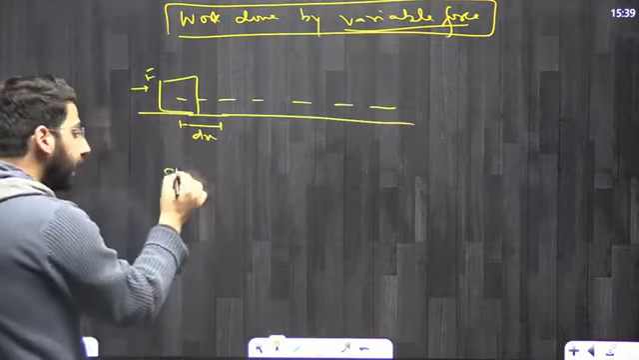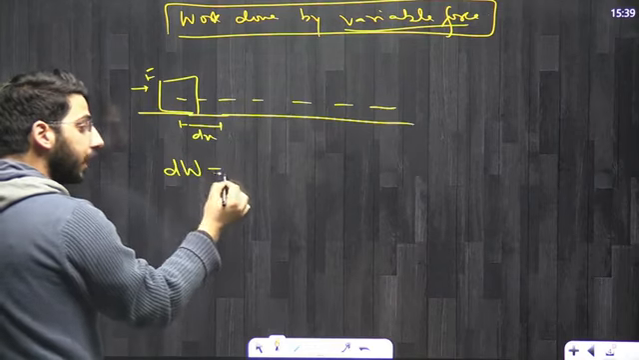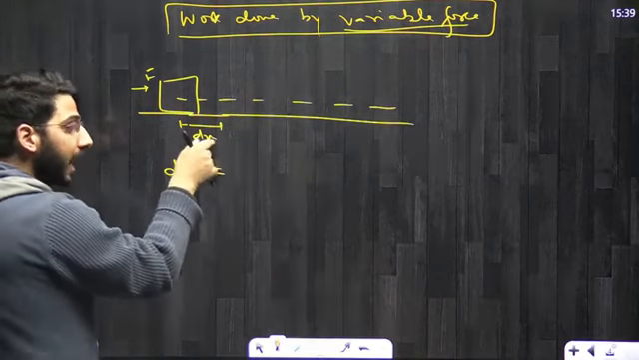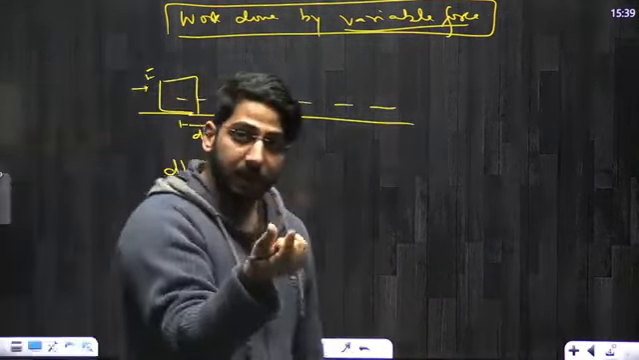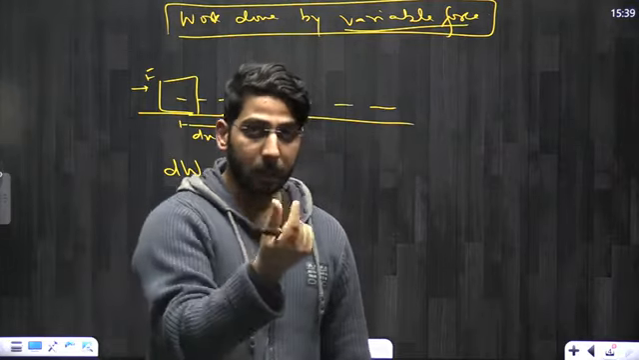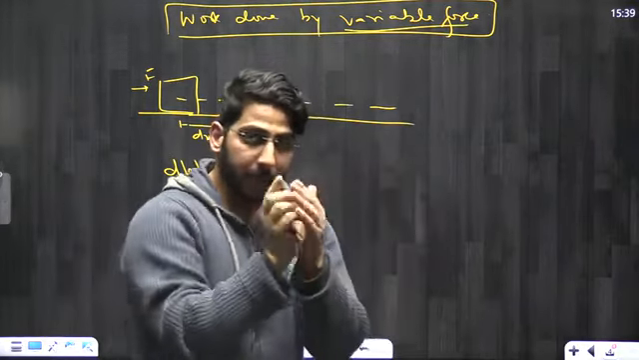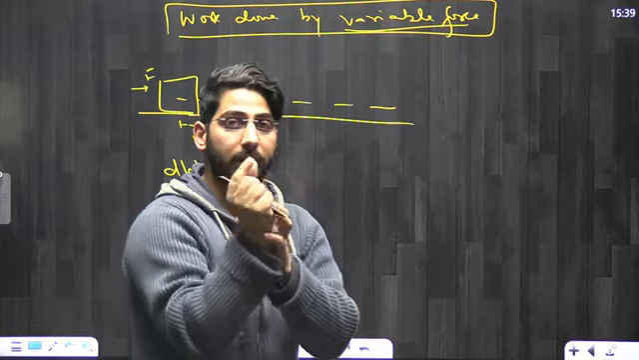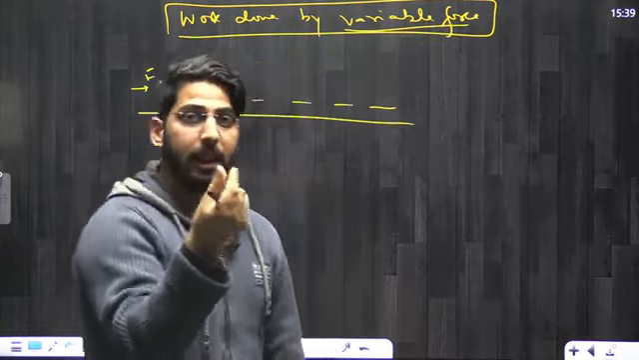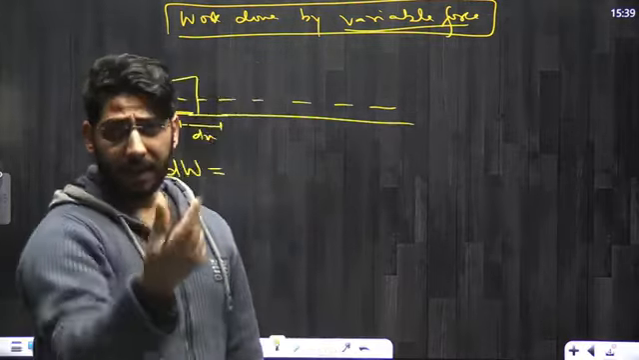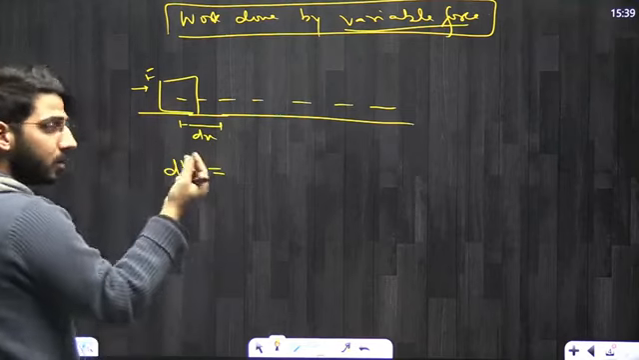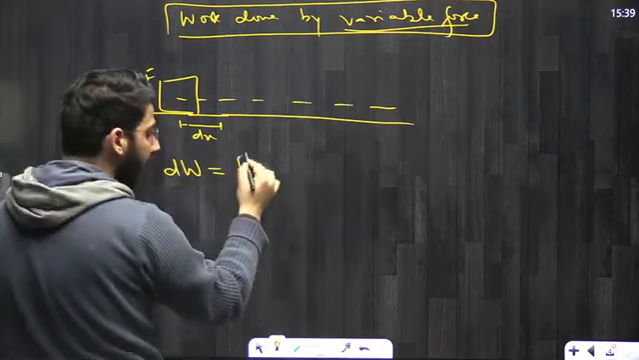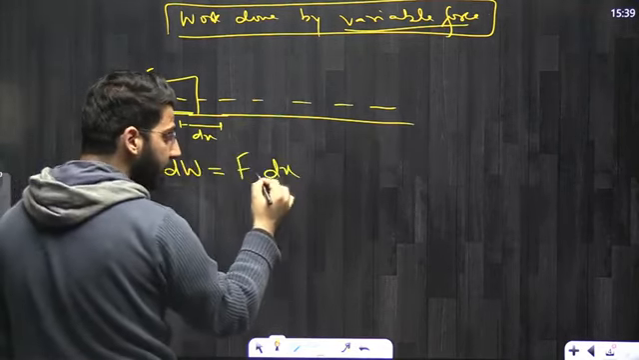So I'll call that dW, the small work done for this small displacement dx, and over this displacement I assumed force to be constant. Because the force is not constant, but if I take the interval to be very small, if I take the displacement to be very small, then it is very safe to assume that this force remains constant over this displacement. So F dx, F dot dx.